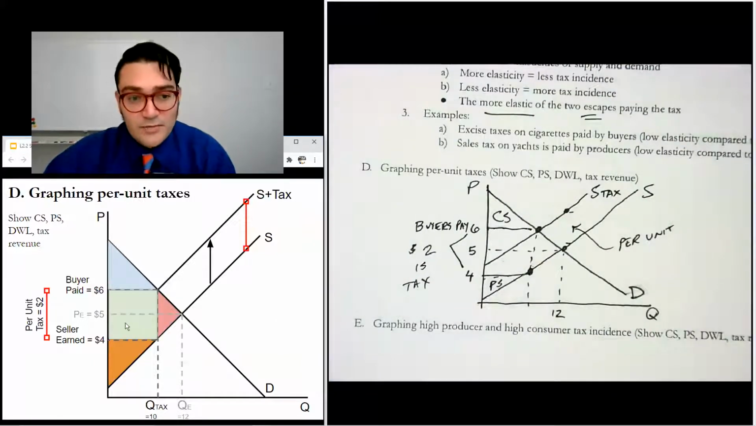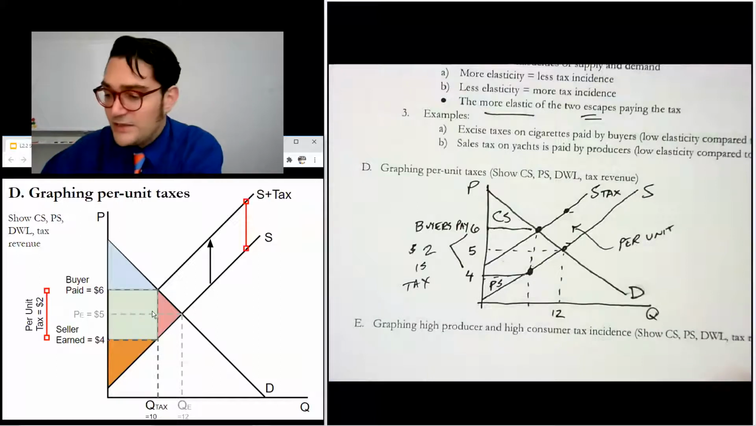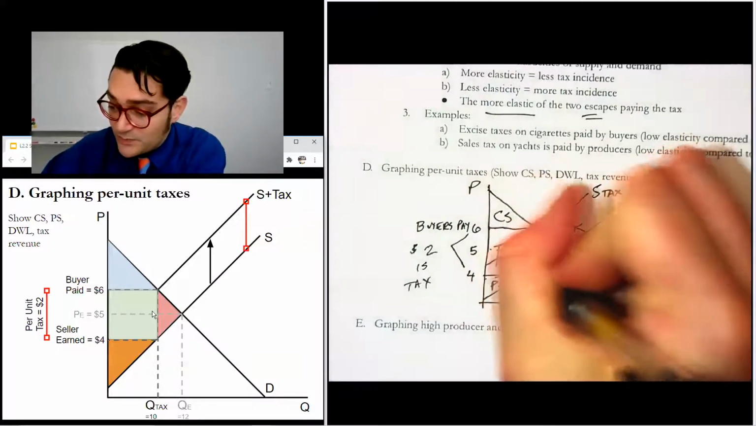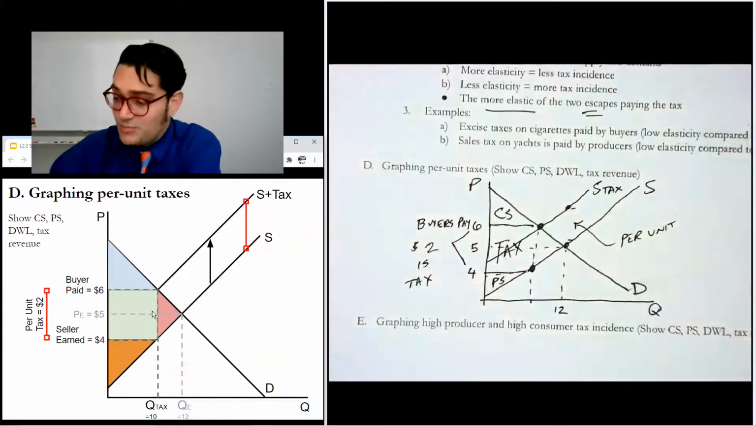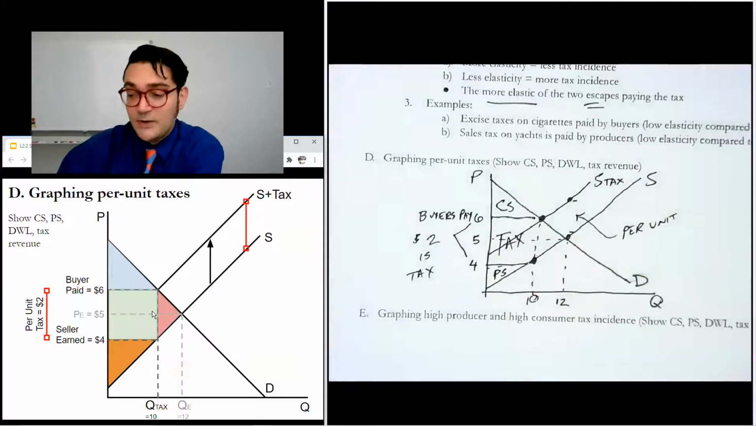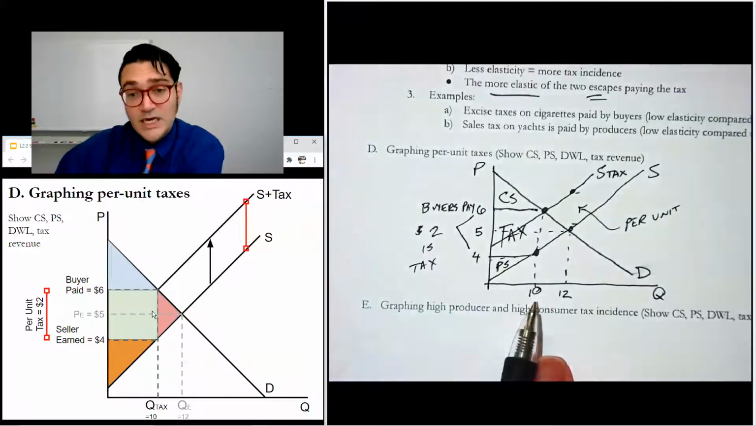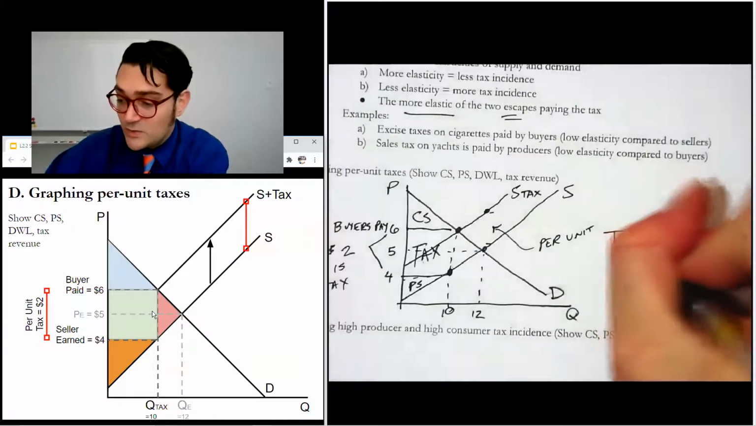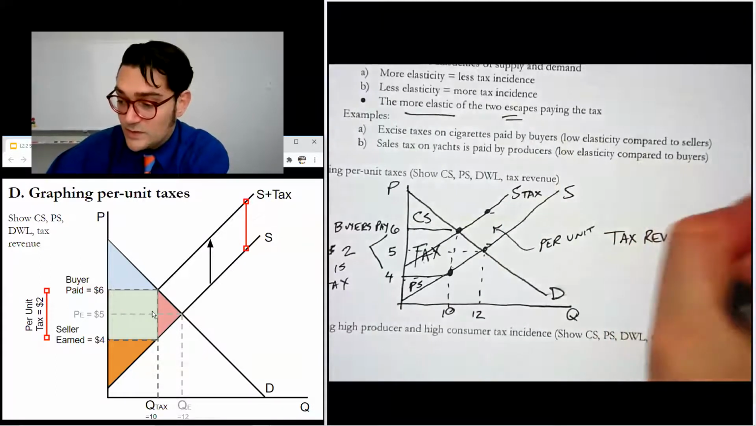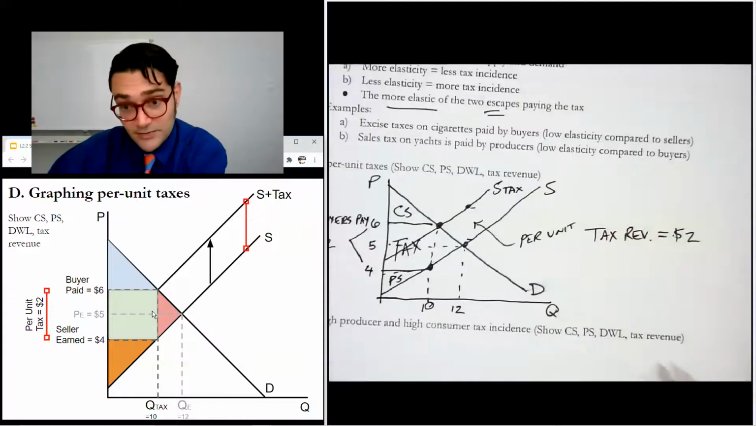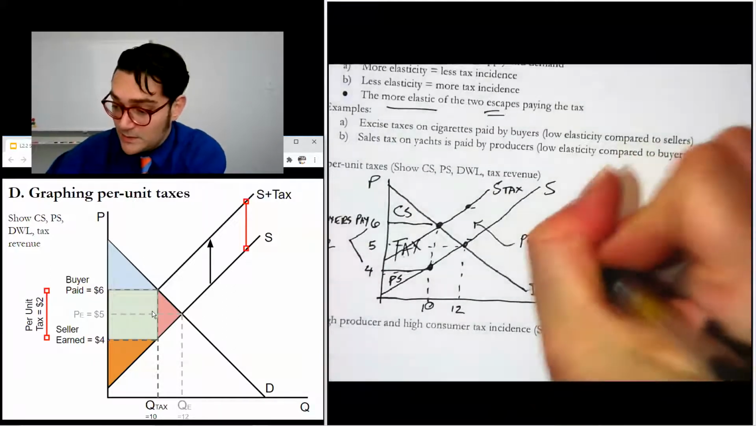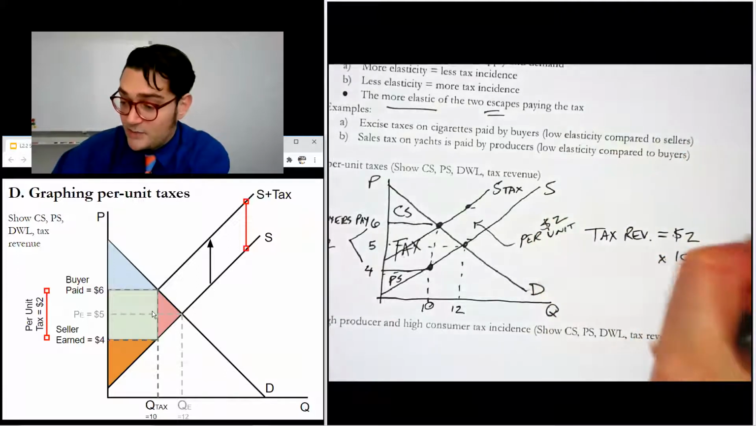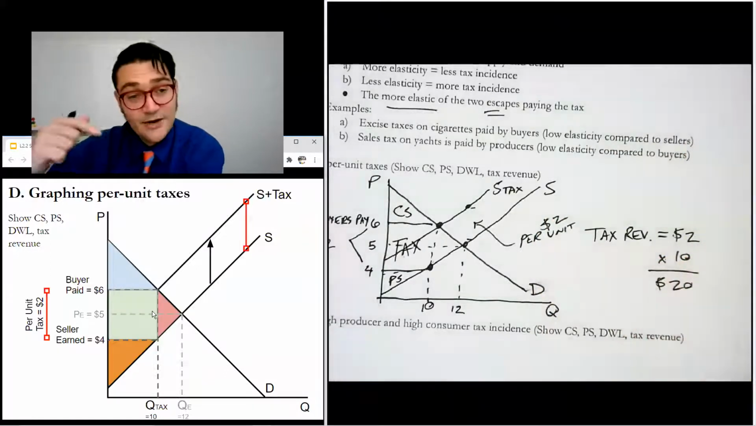Now, the green box that's displayed down below is the amount of tax revenue that this generates. That shouldn't be that surprising, right? Because now we're selling 10 units and the tax is $2 a piece, so the tax revenue is the $2 tax, the amount per unit, times the 10 that we sell, for $20, and that's the area of that green box.